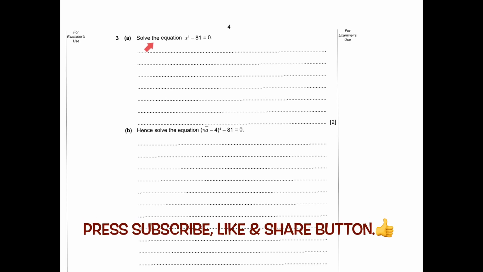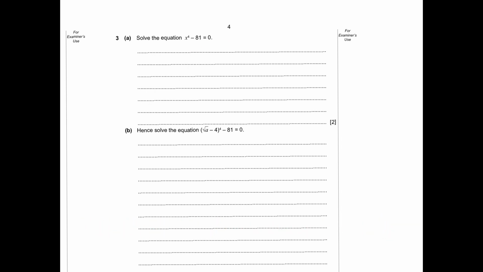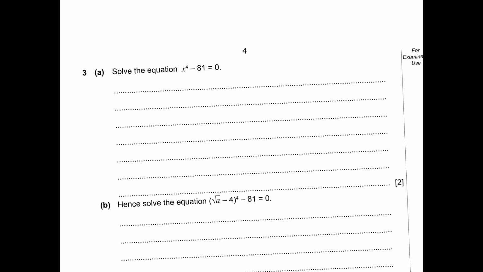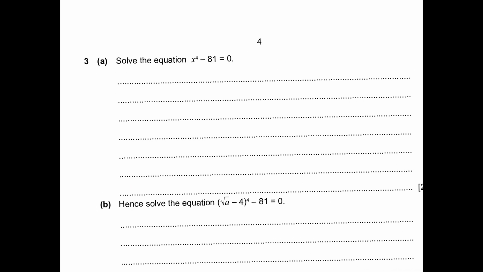Question 3 is saying solve the equation x to the power of 4 minus 81 is equal to 0. Hence solve the equation, this one here. All right. The a part there is quite simple. I'm sure you can see that we could actually take that one as a disguised quadratic equation, so let's do some substitution there.